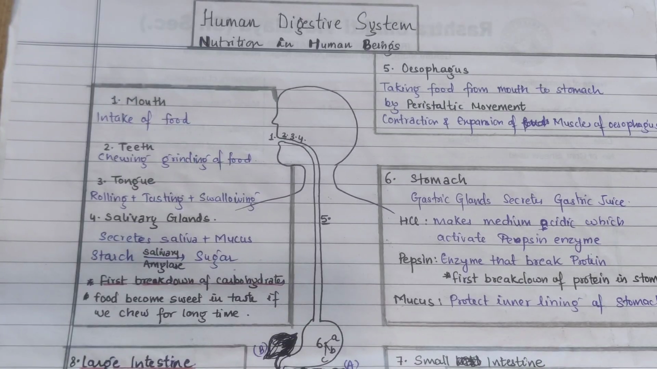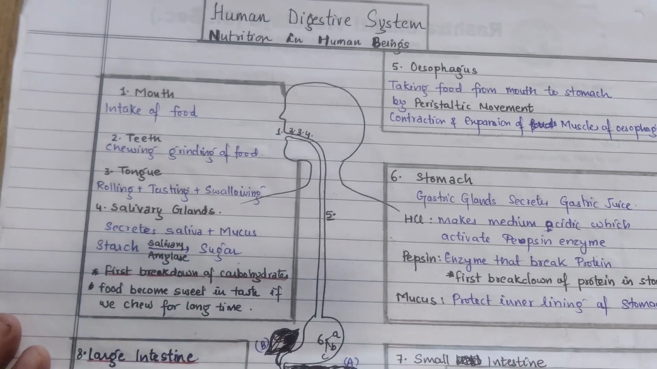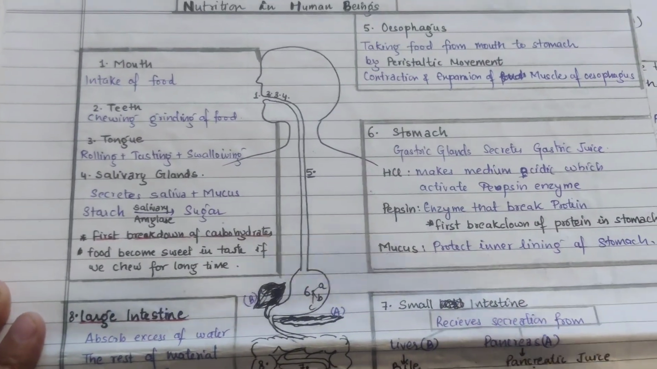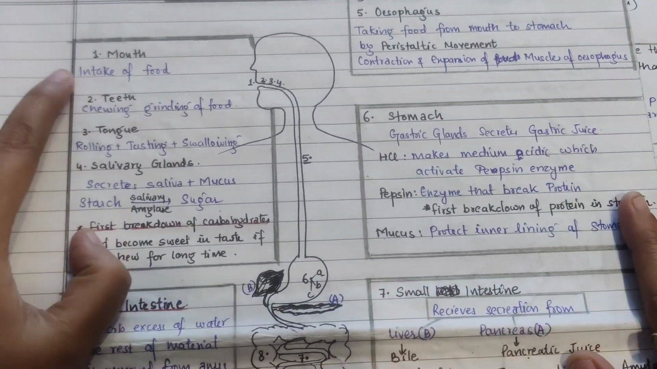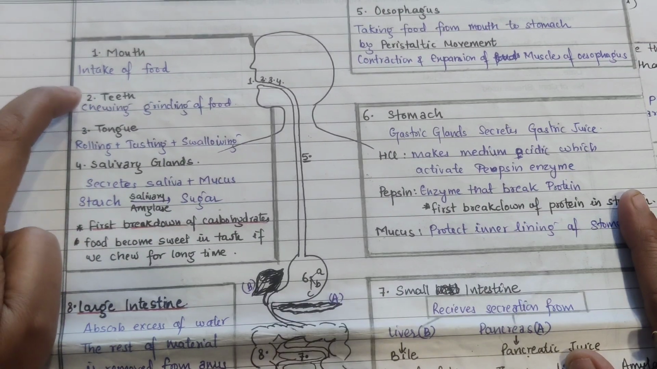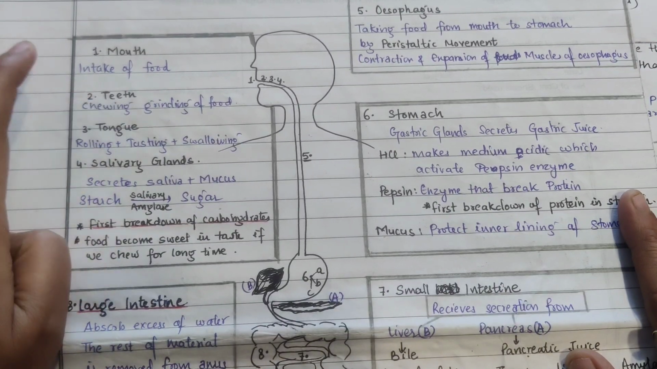In this video, we will discuss what type of question can be framed in the CBSE exam from the topic human digestive system. First of all, you must know the steps in the human digestive system. The first one is the mouth, where intake of food takes place. In the mouth are present teeth, tongue and salivary glands. What is the role of teeth? It is chewing and grinding the food.